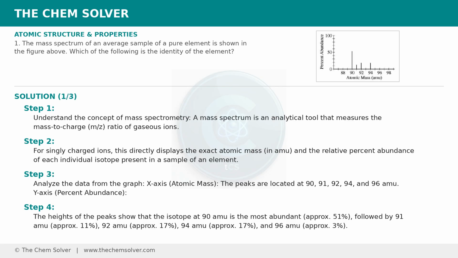Analyze the data from the graph. X-axis, atomic mass. The peaks are located at 90, 91, 92, 94, and 96 AMU. Y-axis, percent abundance. The heights of the peaks show that the isotope at 90 AMU is the most abundant, approximately 51%, followed by 91 AMU, approximately 11%, 92 AMU, approximately 17%, 94 AMU, approximately 17%, and 96 AMU, approximately 3%.